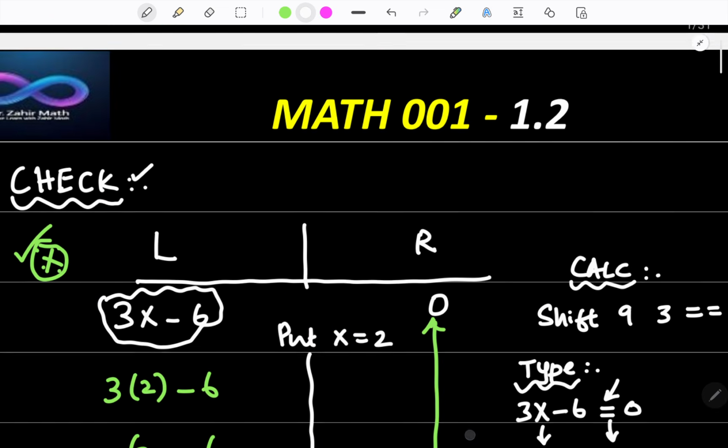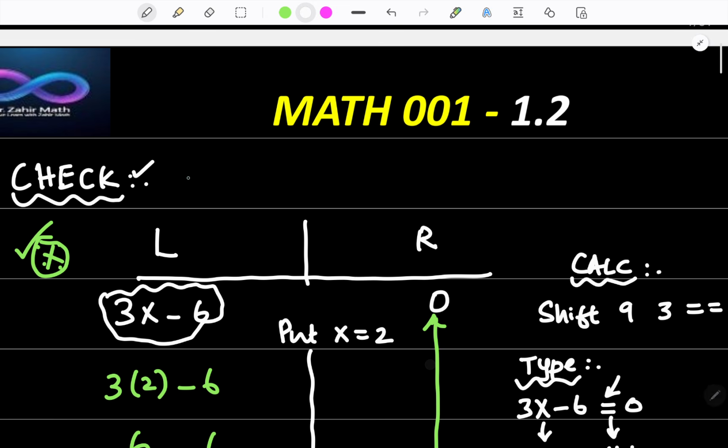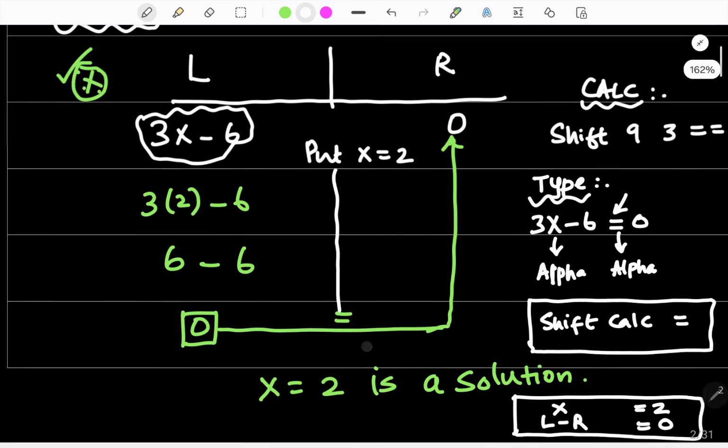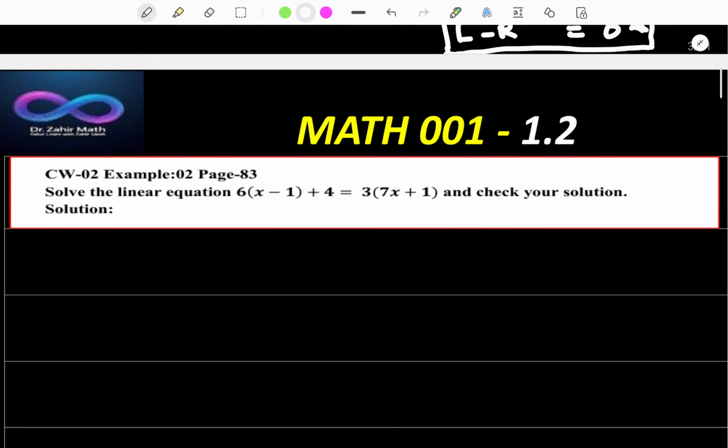Again I'm telling you, this is called solve. So we are going to solve this one, and this is called check. Check means whether the solution is correct or not. Clear? So make sure everything is coming right. Let's go to the next question.